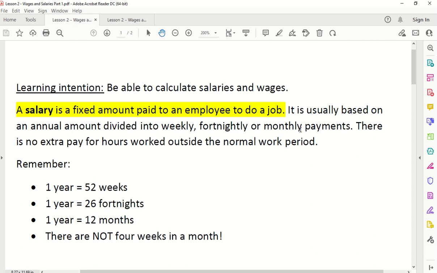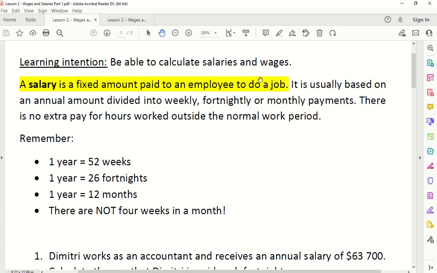So we've split this lesson into two parts, as you've probably noticed by now. The reason being, guys, our learning intention today is to be able to calculate salaries and wages. So there's two things that we're looking at today. This video is going to cover salaries, the other video is going to cover wages.